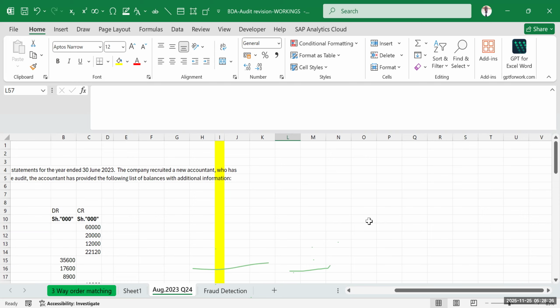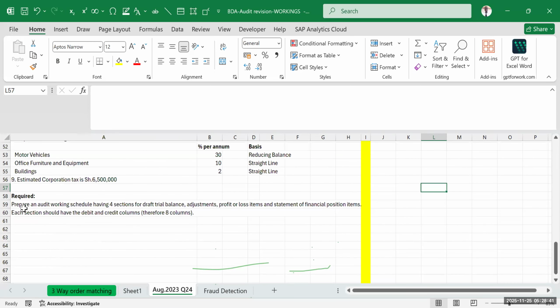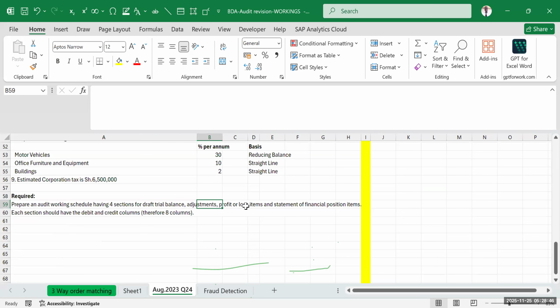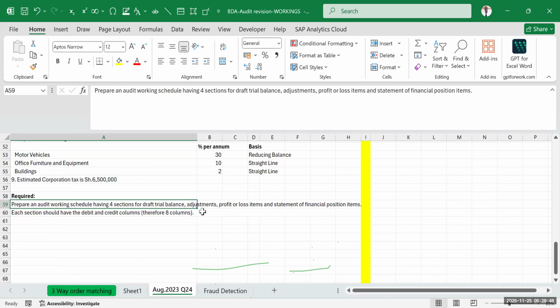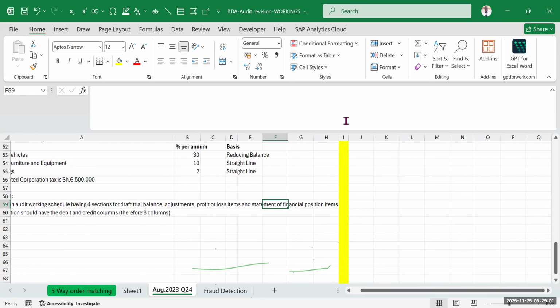So the basis of preparation of audit schedule is double entry. We first come up with the trial balance without adjustments. Then we do the adjustments, according to what the requirements are saying. We just prepare the draft trial balance, then we do the adjustments, then we come up with a profit or loss from the adjustments. Now we will be adjusting the original trial balance with the adjustments so that we take to the profit or loss statement its elements. Then we also do the same for the statement of financial position.